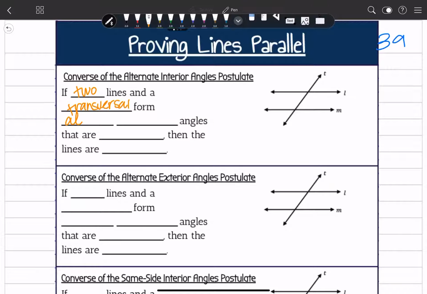form alternate interior angles that are congruent, then the lines are parallel. So say I was given this graphic to the right, and we're going to do the same diagram for each of them. Say they told us that we have these two are congruent, and these two are also congruent. Because our alternate interior angles are congruent, therefore line L is parallel to line M.